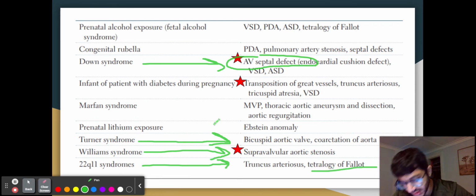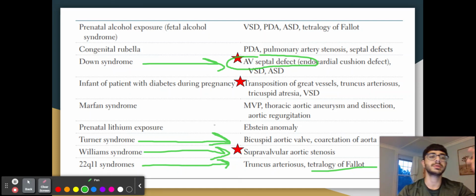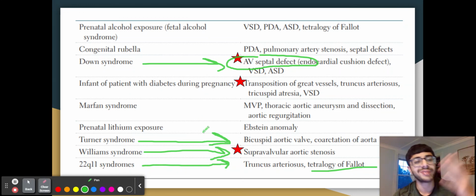And the next thing I wanted to say is Fragile X also causes mitral valve prolapse. So Marfan causes mitral valve prolapse, and Loeys-Dietz causes mitral valve prolapse. Marfan also causes aortic root dilation, and then Fragile X is associated with mitral valve prolapse. Anorexia nervosa is also associated with mitral valve prolapse. That's a fact for you.